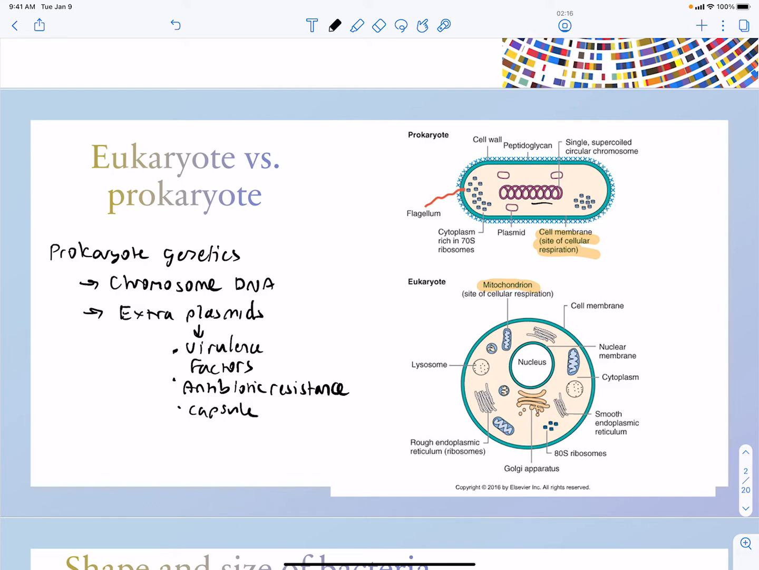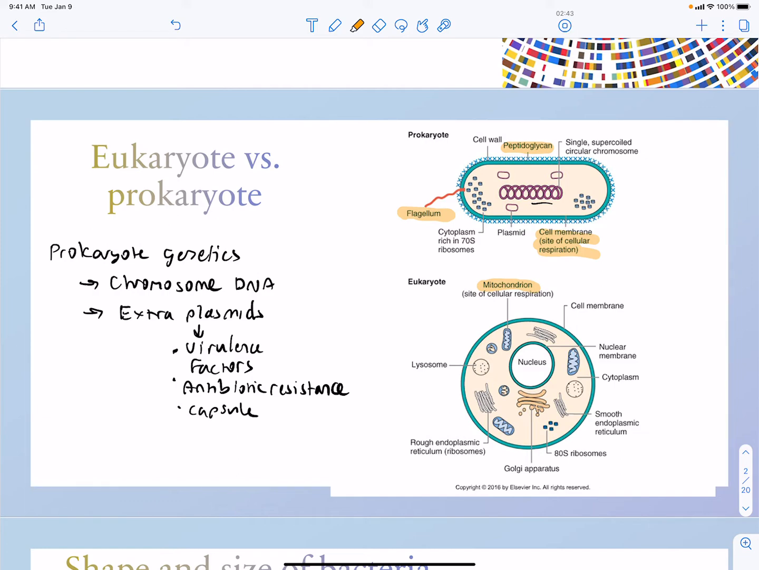Now, the other thing that prokaryotes have are, of course, flagellum. So these will help them to move. Not all bacteria have them, but some do have them. And then the bacterium are also going to have a peptidoglycan layer on their cell wall. And this is unique. So this is a target of our beta-lactam antibiotics, our penicillins, and the like.